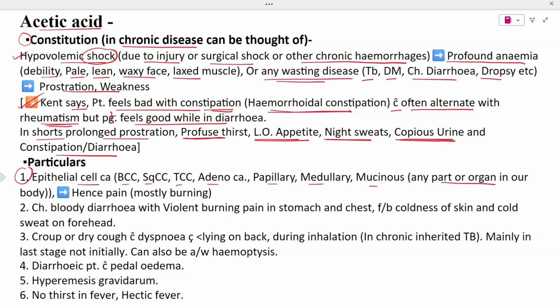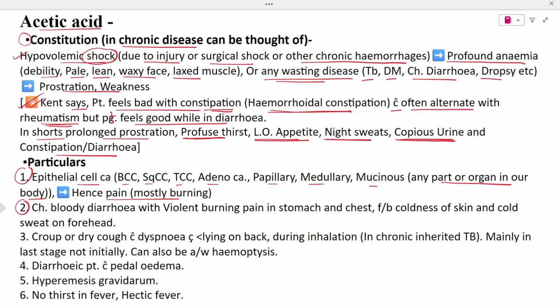That is, any part or organ in our body. Epithelial cells are all over our body, so anywhere in the body, carcinoma, followed by the patient's prostration and weakness, and hence mostly burning pain. That is the common feature of carcinoma. It is not the common feature of acetic acid, but it is the feature of carcinoma. So then we can think of acetic acid. In carcinoma, if we are thinking about acetic acid, pain is not the mandatory feature. It may be there or it may not be.